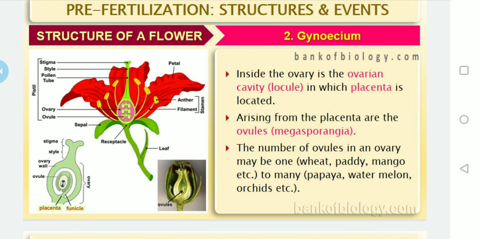Arising from the placenta are the megasporangia, commonly called ovules. The number of ovules in an ovary may be one to many, and it may differ from species to species. If the ovary has one ovule, it will generally contain a single ovule, for example in monocots especially. It may also be many, for example in papaya, watermelon, and orchids. Observe this neatly.